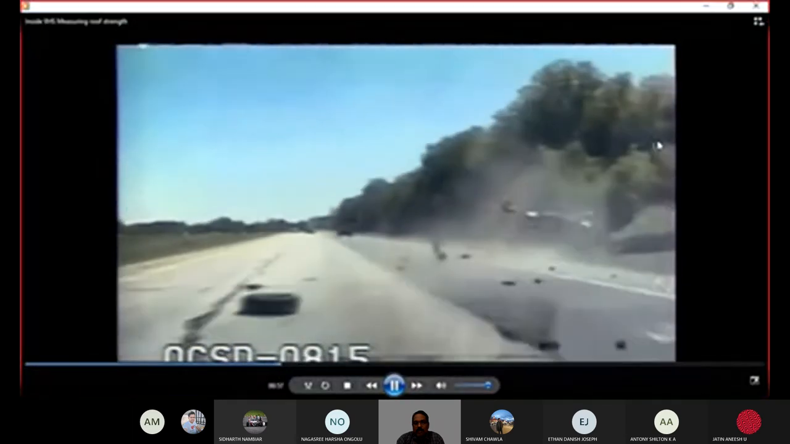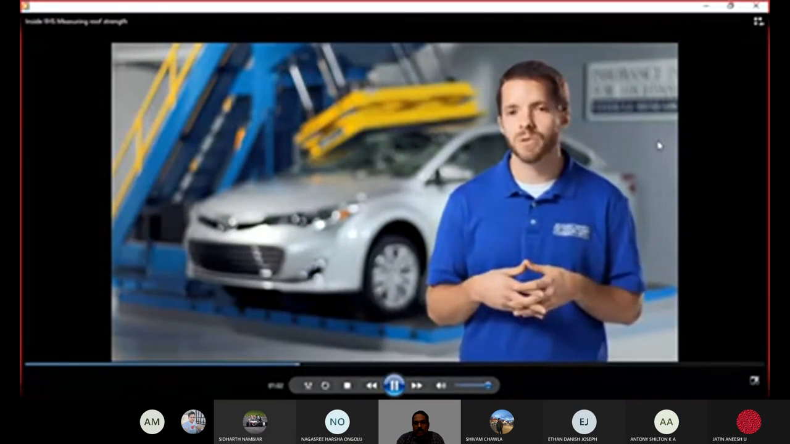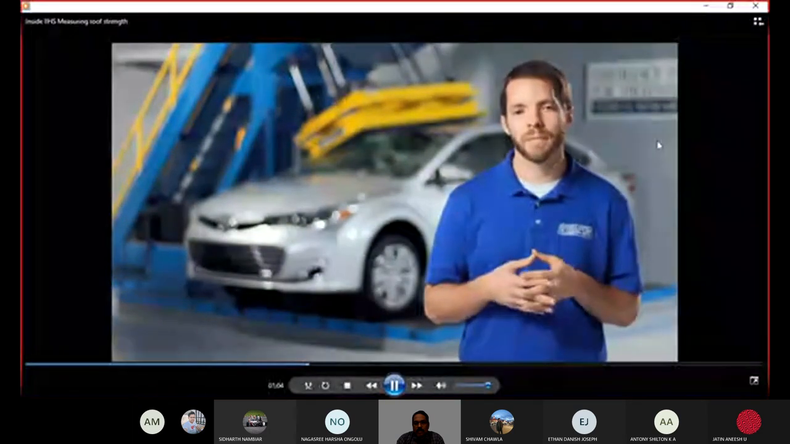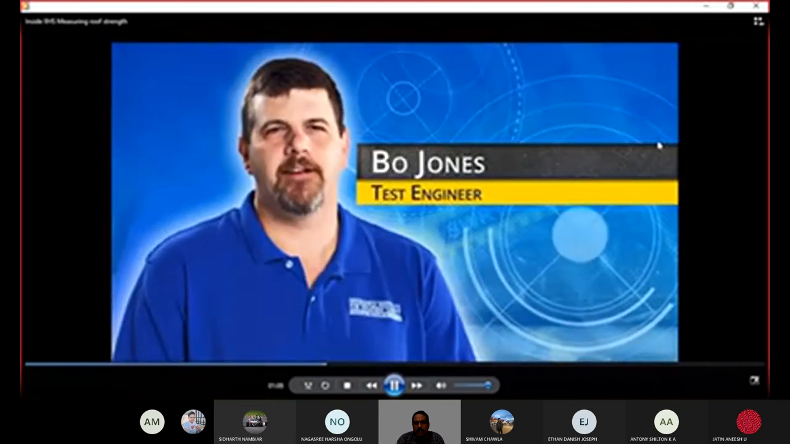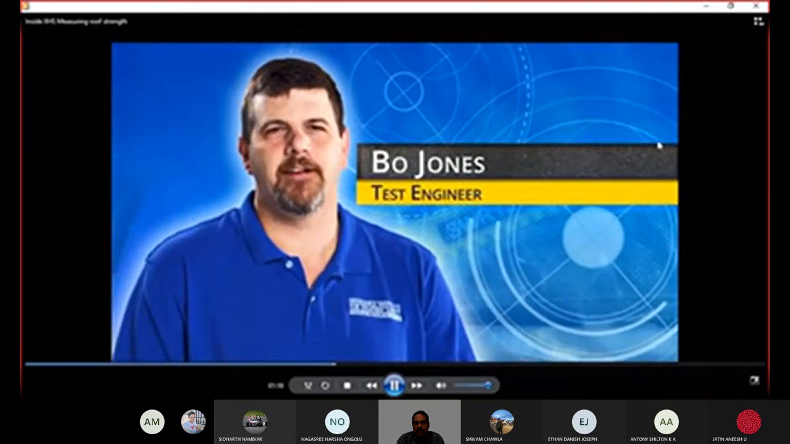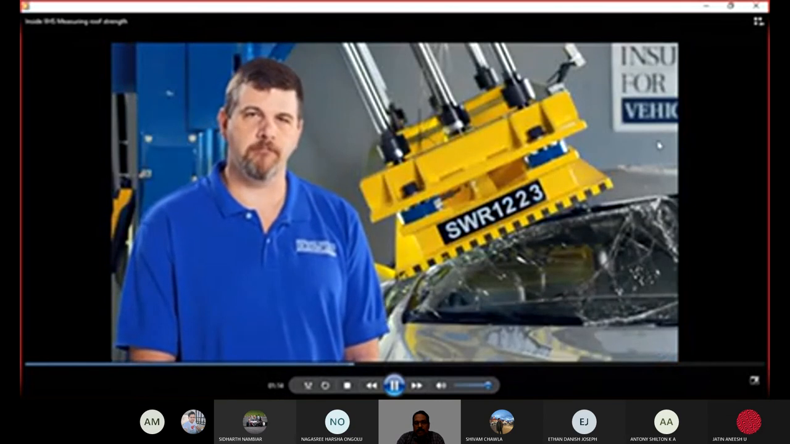And if the roof stays in place, then the windshield and the side windows are more likely to stay in place as well and keep people in the vehicle. I'm Bo Jones. I'm a test engineer here at the Insurance Institute for Highway Safety Vehicle Research Center. One of my main responsibilities is operating and maintaining the roof crush machine.